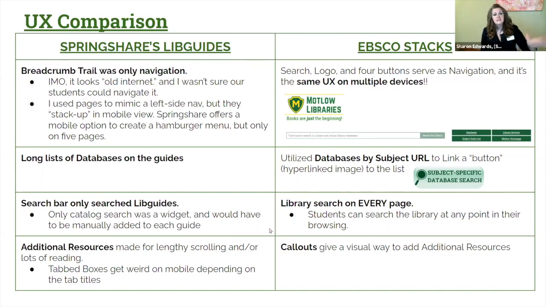And again, a long list of databases on the guides. We just made a button, like all of my images, which I create in Canva. I created this button as an image in Canva, and we hyperlink this image to the subject-specific database. So now when you go to the literature guide, or natural science, or health and medicine, you can click that and go straight to the databases coded by that subject.